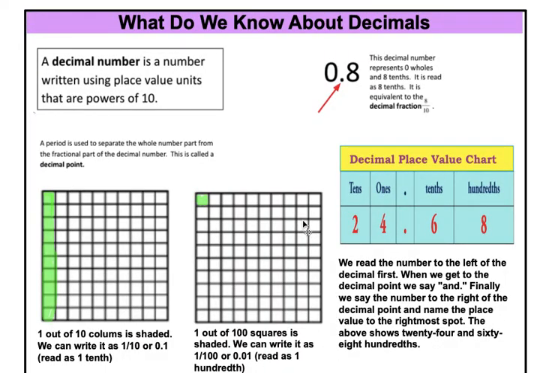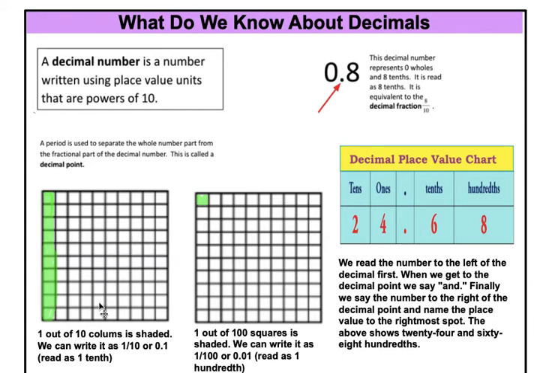So let's just close up this video segment by going over what we're looking at today. So it says here, what do we know about decimals? Well, we know a decimal number is a number written using place value units that are powers of 10. We know that this decimal number represents 0 wholes and 8/10. It is read as 8/10 and is equivalent to the decimal fraction 8/10. We know that a period is used to separate the whole number part from the fractional part of the decimal number. This is called a decimal point. So you'll notice here in 0.8, we have the separation between the ones place and the tenths place.